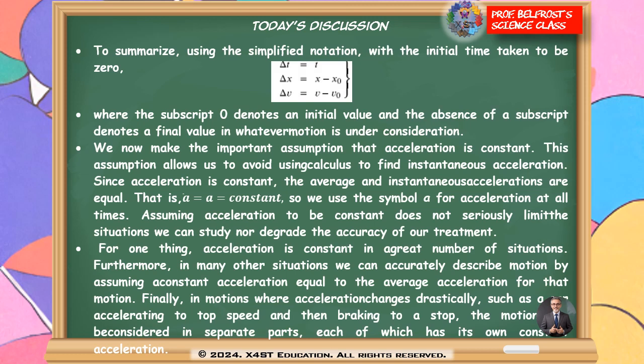So to summarize, here is the simplified notation. We can now make a very important assumption: that acceleration is constant. This assumption allows us to avoid using calculus to find instantaneous acceleration. Since acceleration is constant, the average and instantaneous accelerations are equal, so we use the symbol a for acceleration at all times.